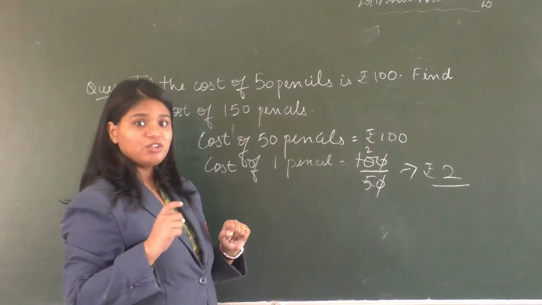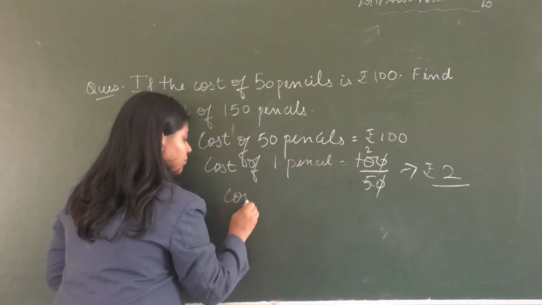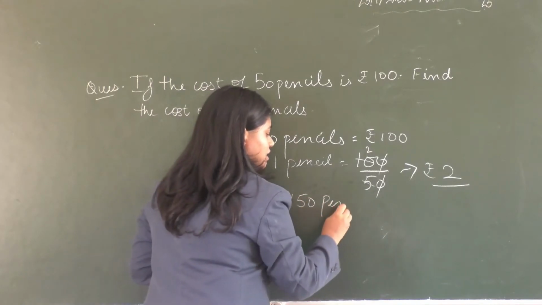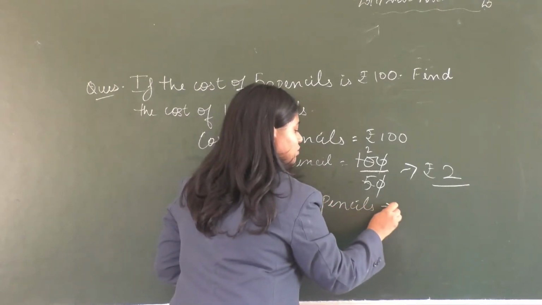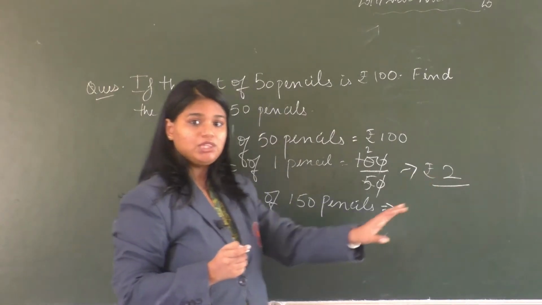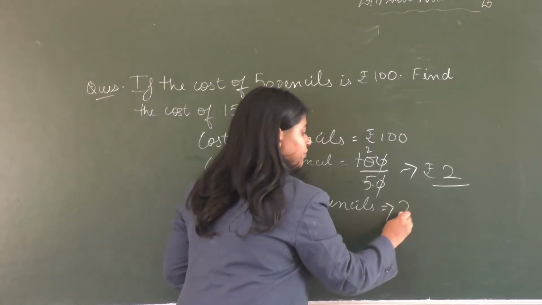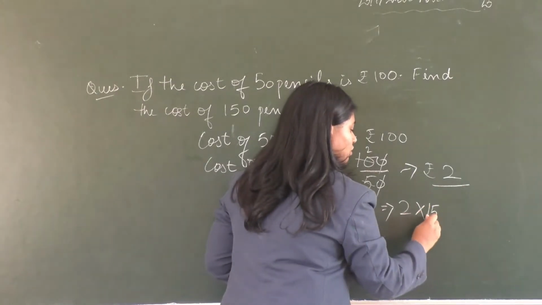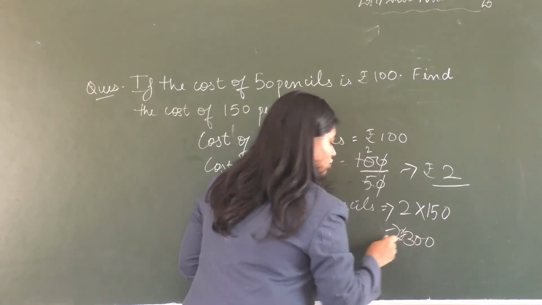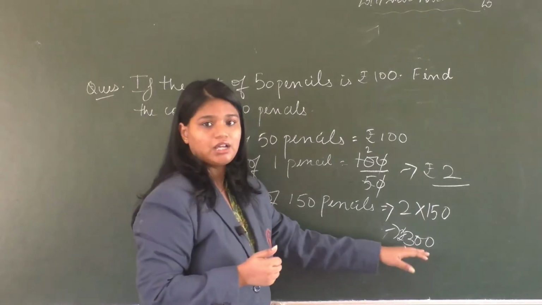But we need to find the cost of 150 pencils. So the next statement will be cost of 150 pencils is equal to, we will multiply the value of one quantity with the given quantity, that is 150. So it will be 2 into 150. We get 300. So the cost of 150 pencils is rupees 300.